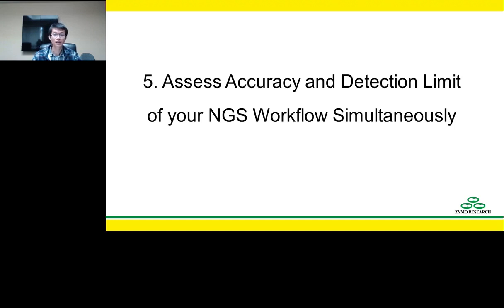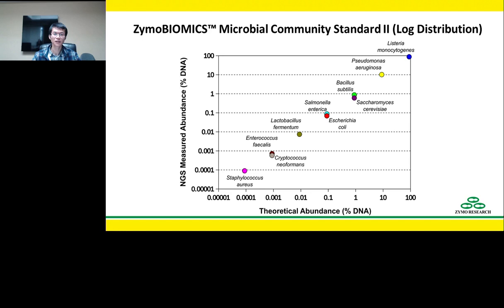In the end, I would like to introduce a new microbiome standard that we are going to release soon that will help you to assess both the accuracy and detection limits of your NGS workflows. This standard is called ZymoBIOMICS Microbial Community Standard 2 with log distribution. Basically, this standard contains 10 different organisms with log-distributed abundance. The horizontal axis of this graph shows the theoretical abundance of different organisms contained in the standard, and the vertical axis shows the NGS measured abundance.